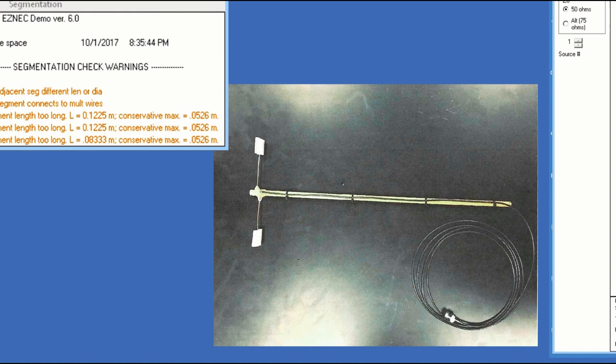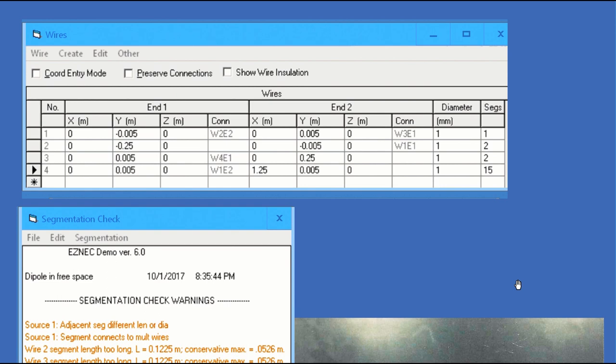And it will not have a perfect pattern. So I ran a simulation on this to find out what the pattern would look like and what the impedance would look like. And here's how the antenna was described. I have to confess to not being an expert on EZNEC, so if you see any issues with this, let me know.